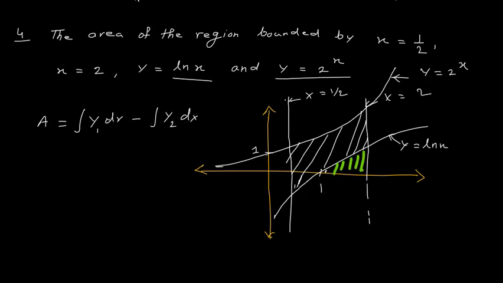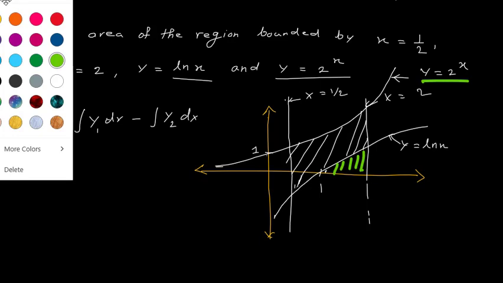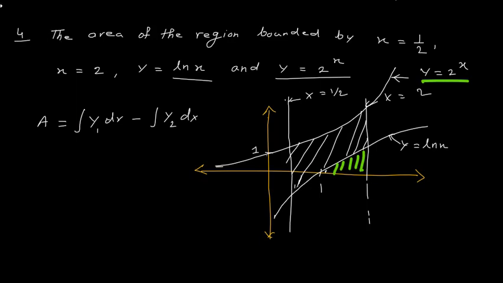When I take the area under this curve y is equal to 2 power x, what will I get? When I take this, I will get the area between the x-axis and this curve. So from that I have to remove this part and I have to add this part. This part I have to add. Okay, so this part I have to add.